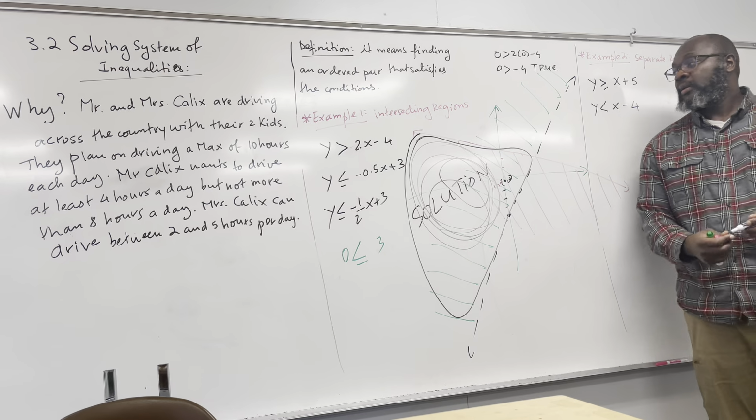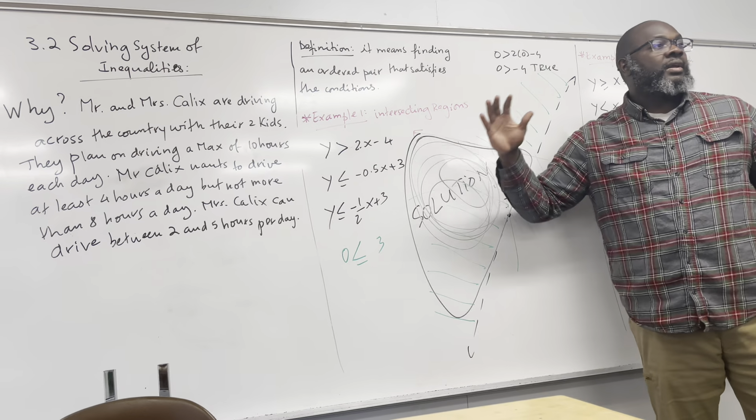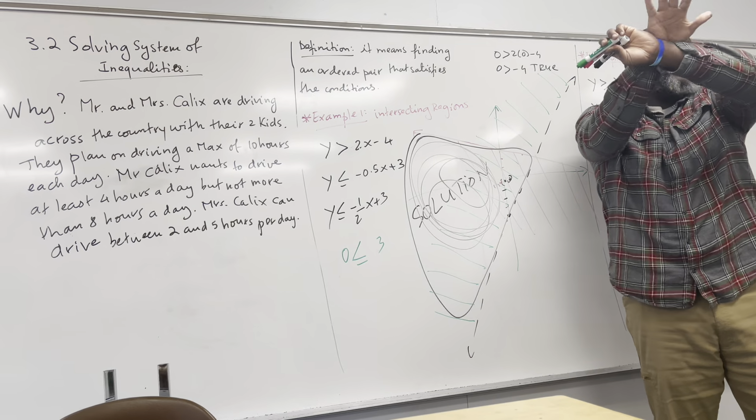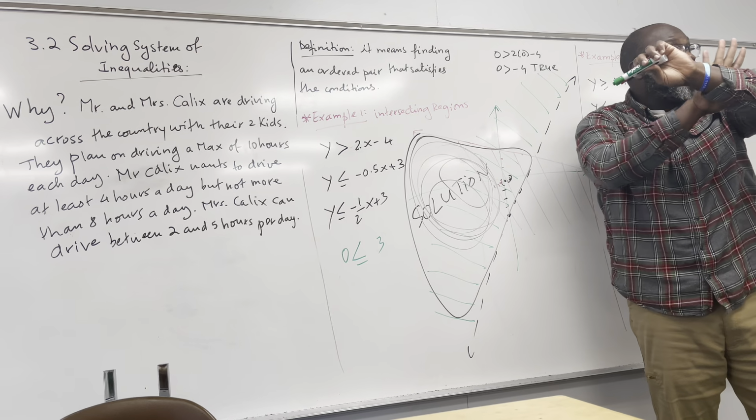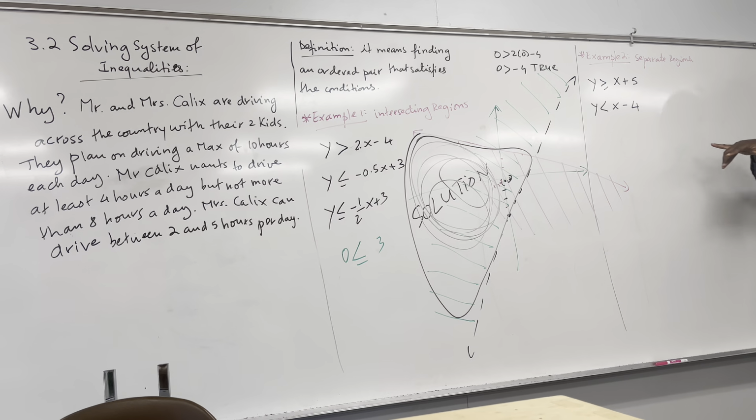All right. So these are called intersecting regions. The regions are what? Overlapping, right? This is where they meet. So that's the intersecting region. Now, the next thing we're gonna do is have another example where we have what you call separate regions.